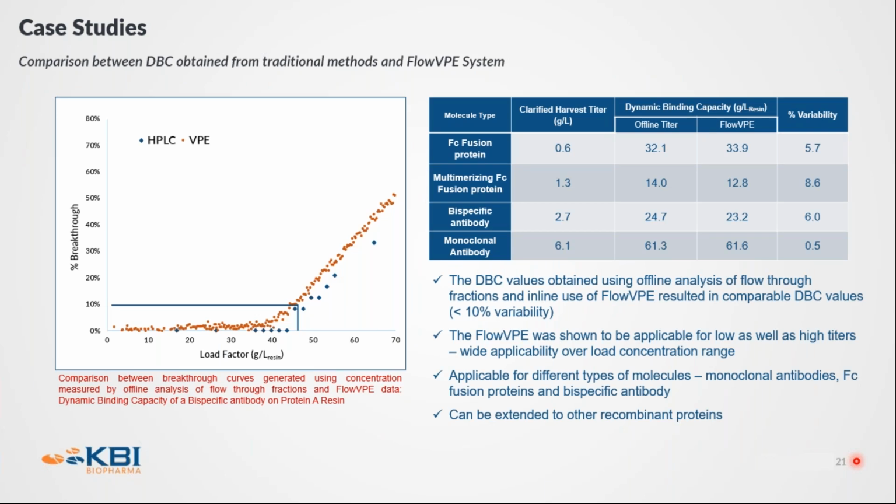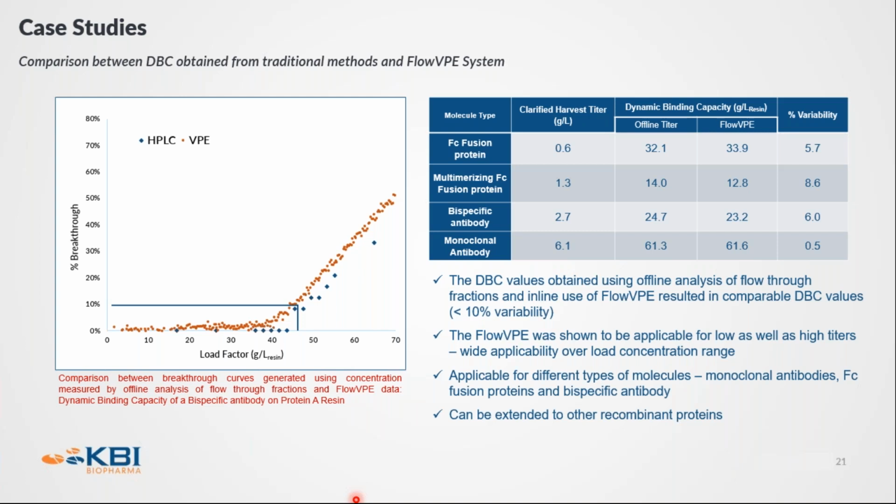So let's look at how the data from the traditional and the FlowVPE compare. On the left, you can see a graph where the traditional offline titer method was used to plot the curve with the blue points. So it's a discrete curve. And then the brown points are the data which we got from the FlowVPE. It's a nice smooth curve, and you can see that they are very close to each other. So if we determine the DBC based on this, they are going to return more or less the same value. So we know now that it is comparable.